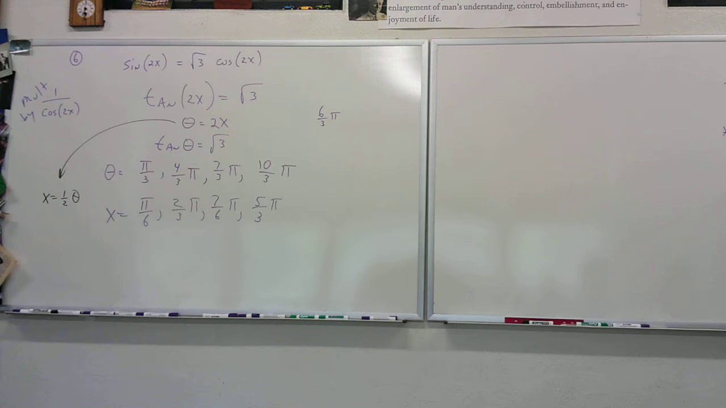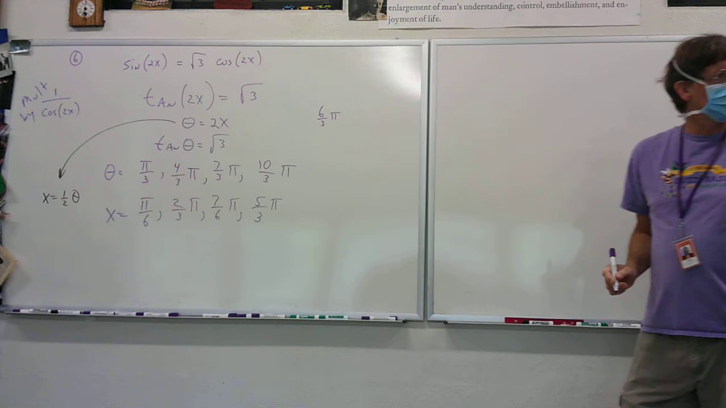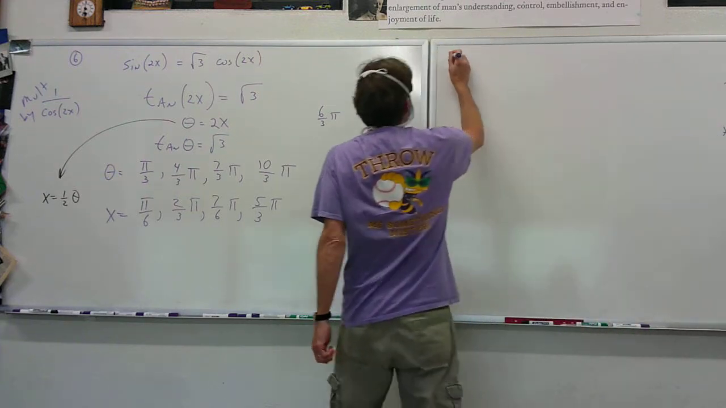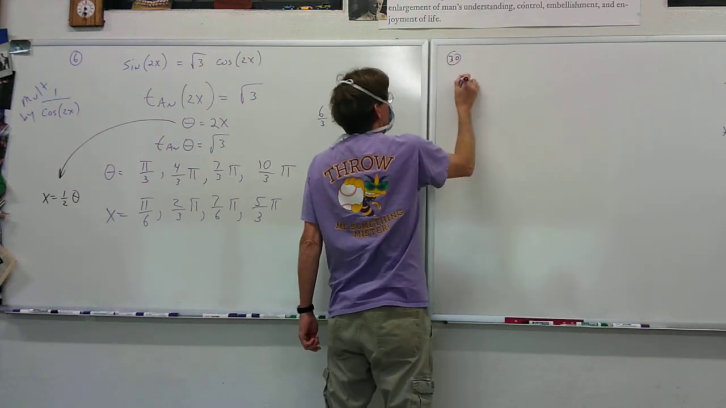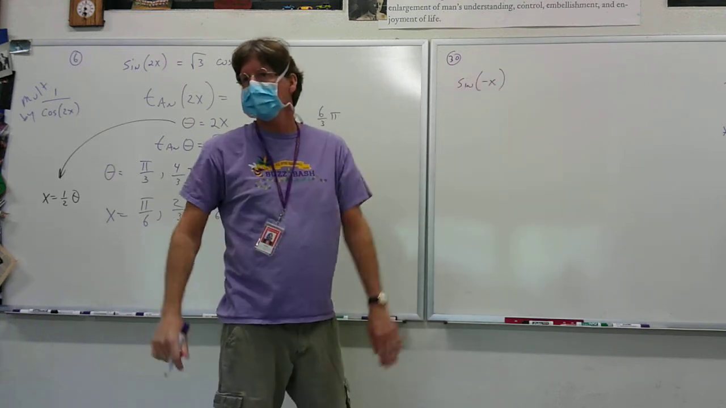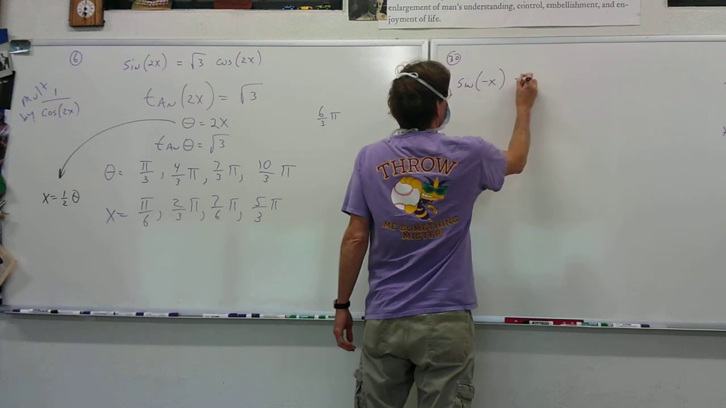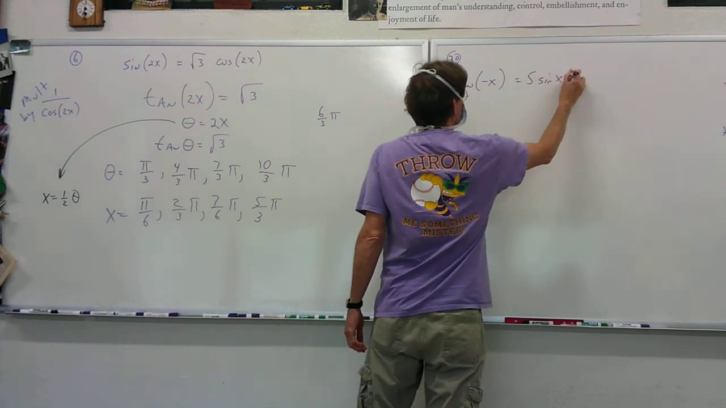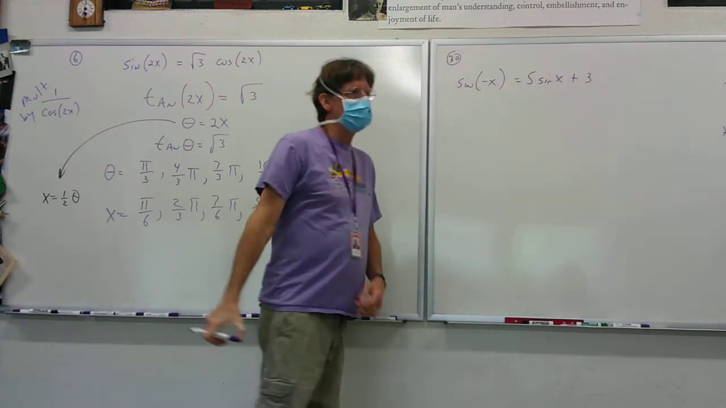I'm going to go down because I had another one down here. Number 30 is an easy problem. It just takes a little bit of thought. Number 30. And you may already know why I'm picking that problem out. It's got sine negative x. We haven't seen that. Sine negative x equals 5 sine x plus 3. All right.